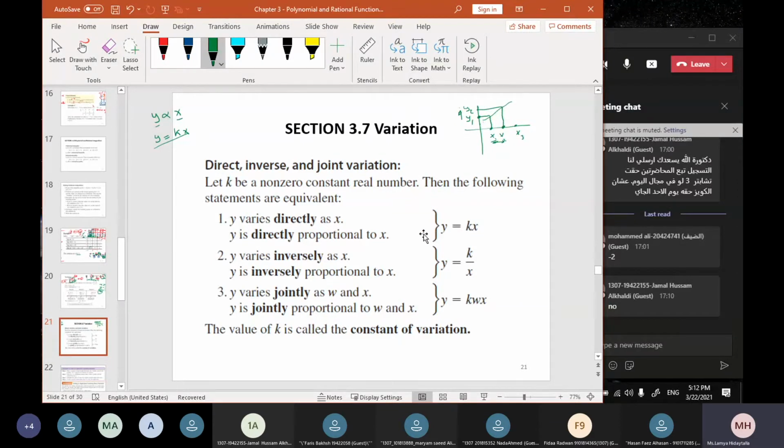Inversely proportional. That is when x increases, y decreases. Okay? And I'm talking here about a certain k, a non-zero constant or real number. Let k be a non-zero constant and real number. And let's say k is positive, for example. What if this is the case?